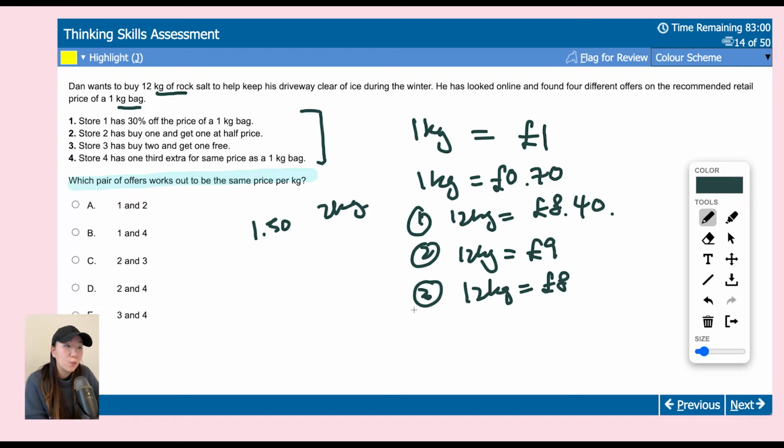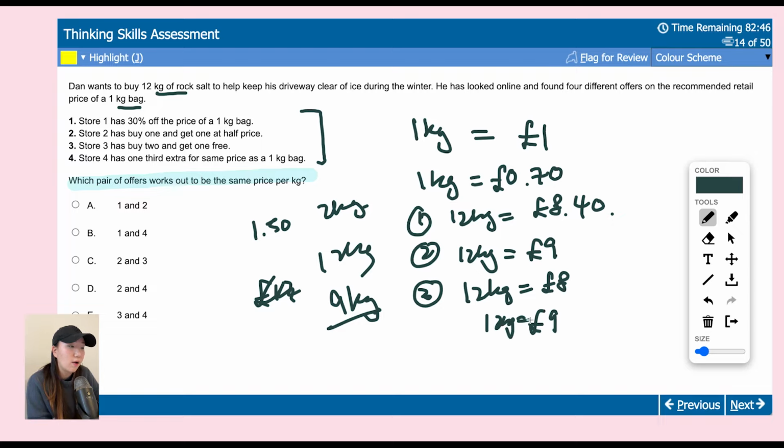And then for store 4, it's 1/3 extra for the same price as a 1 kilogram bag. So if we buy 12 kilograms, we only need to buy 9 kilograms worth, and the remaining 3, the third extra, we will get for free. So that would just be £9 is store 4. As you can see, store 2 and 4 have the same price for the 12 kilogram total, and so the answer will be D. So just take the path of least resistance.